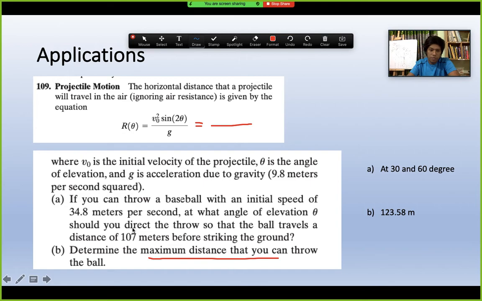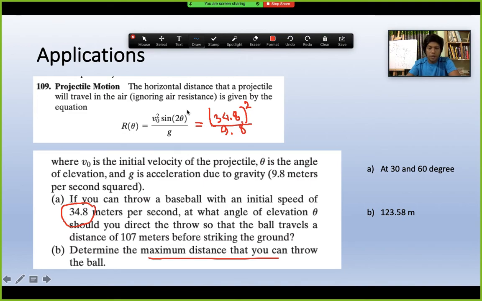V0, the velocity value, is 34.8. This question will be based on A, what is the maximum distance? Because without the velocity, we cannot find it out. We can just say it algebraically. So this is V0 squared divided by 9.8.